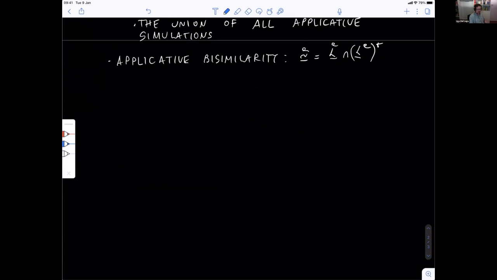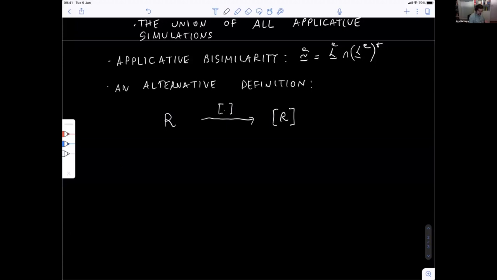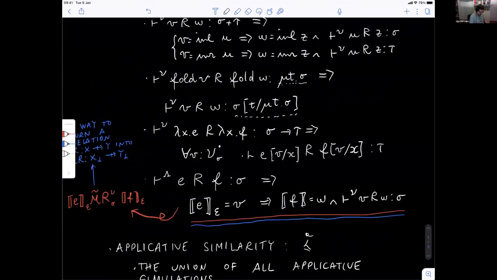Then, what should we do? Well, there is another way of presenting applicative bisimilarity. Let me write it. It's done by reference to a function, an operator, which given a term relation returns another term relation. And you know, this is quite apparent already in the definition scheme we have written above, which is however explicitly referring to points, to terms, to computations.